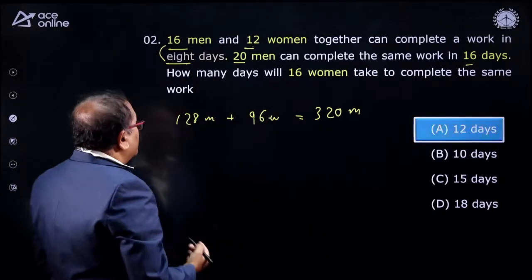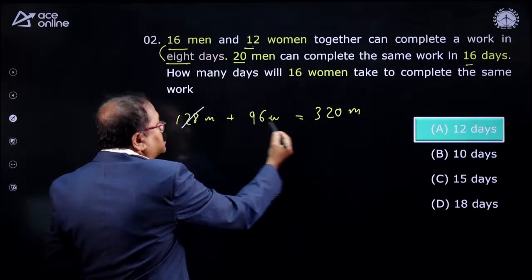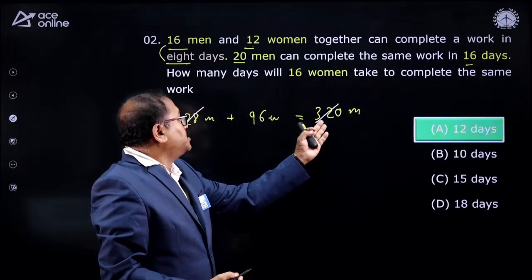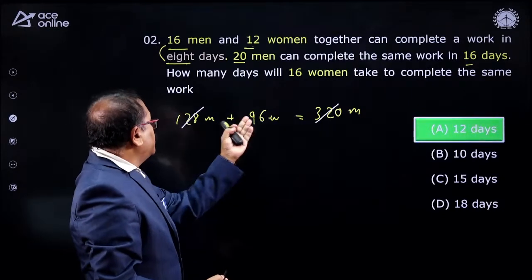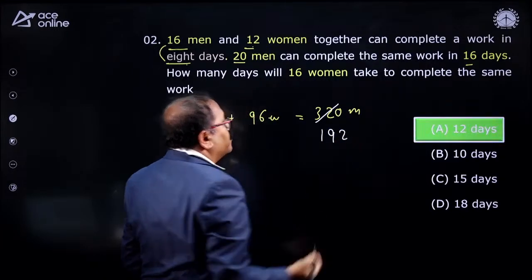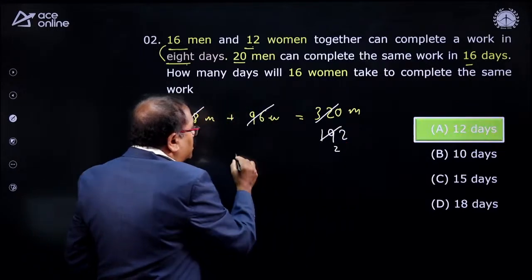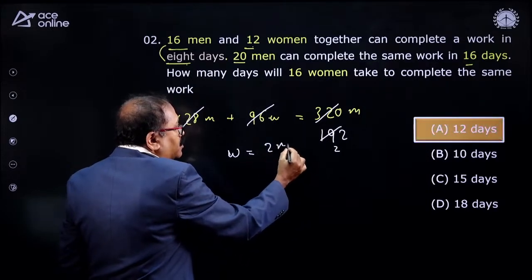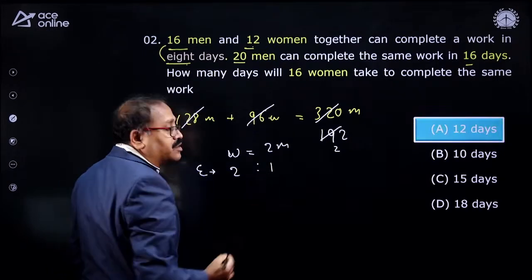This is what. Now from here, I don't know in what way you got that answer. So when I am taking this one, I will take first 120, and after that I am left with how much? 200. 200 minus 8 is 192. Now when I cancel this one, this gets cancelled 2 times. That means 1 woman is equal to how many men? 2 men. So what is their efficiency ratio? The efficiency ratio is 2:1.